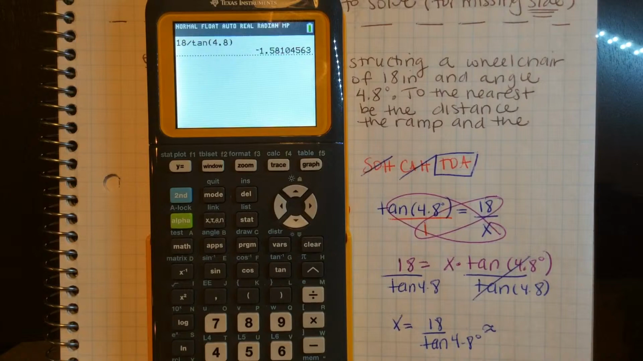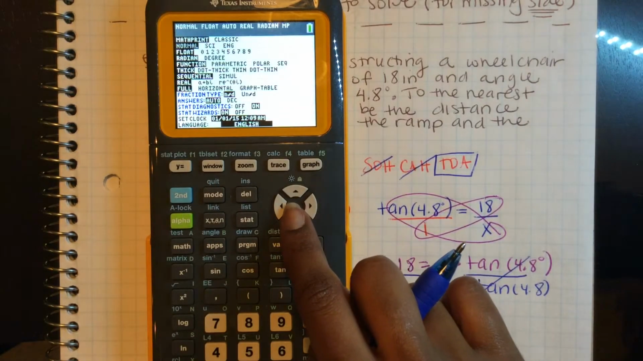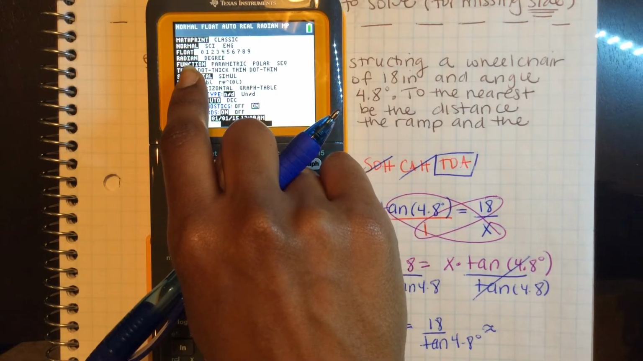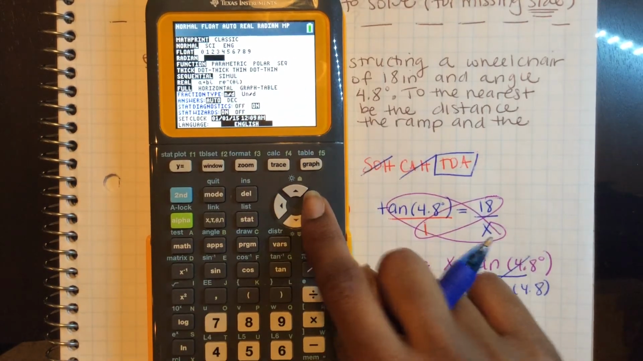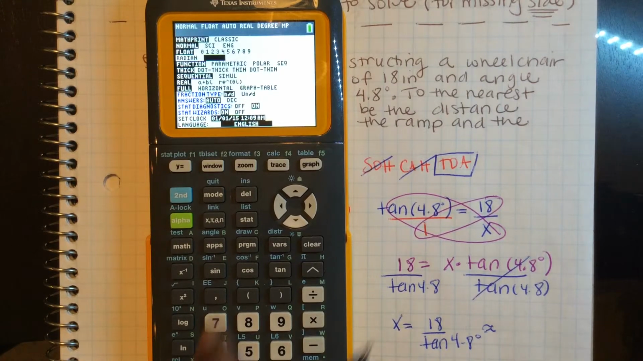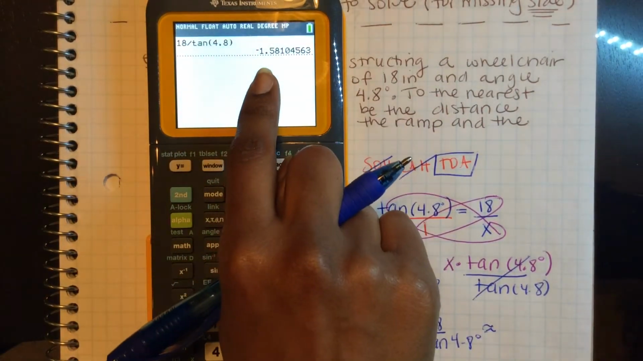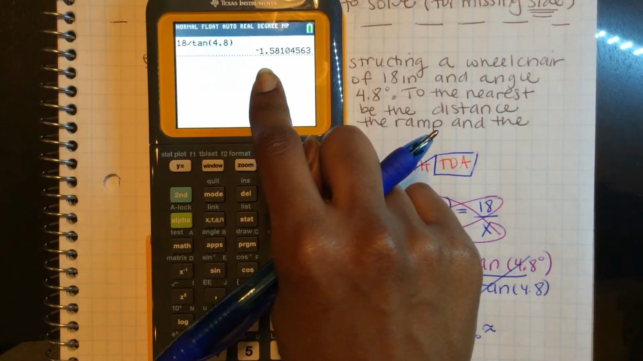Uh-oh, that can't be right. So let me make sure my calculator, so here's my problem. My calculator here is in radians, and remember my problem is in degrees, so I have to make sure that my calculator is in degrees before I start calculating this. It's impossible for this to be negative 1.58, so that helped me out.